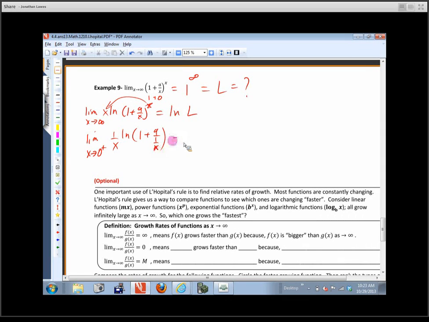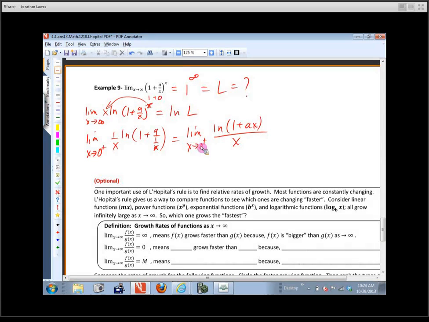So here's what we're finding the limit of: as x approaches 0 from the positive side, the ln of 1 plus ax over x. Now, always double check yourself because this is a good way to make sure you did the algebra correctly. If this is in indeterminate form, this should be in indeterminate form.